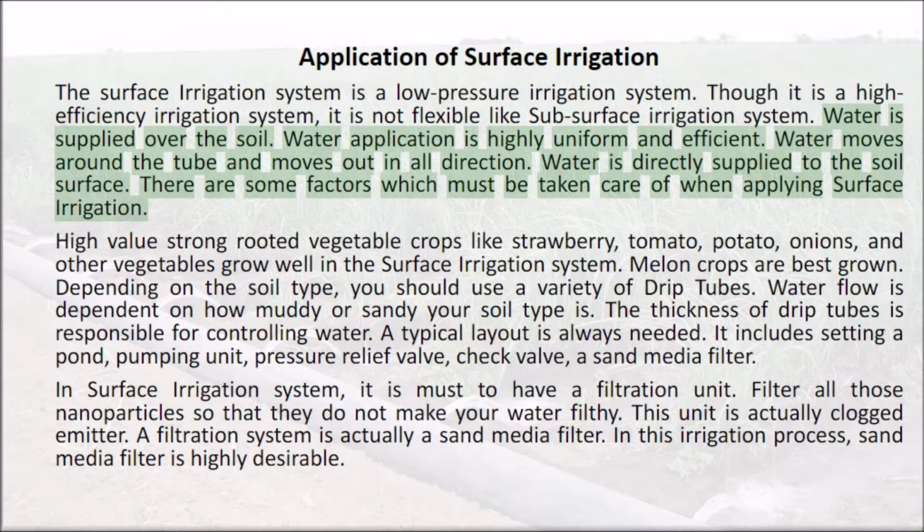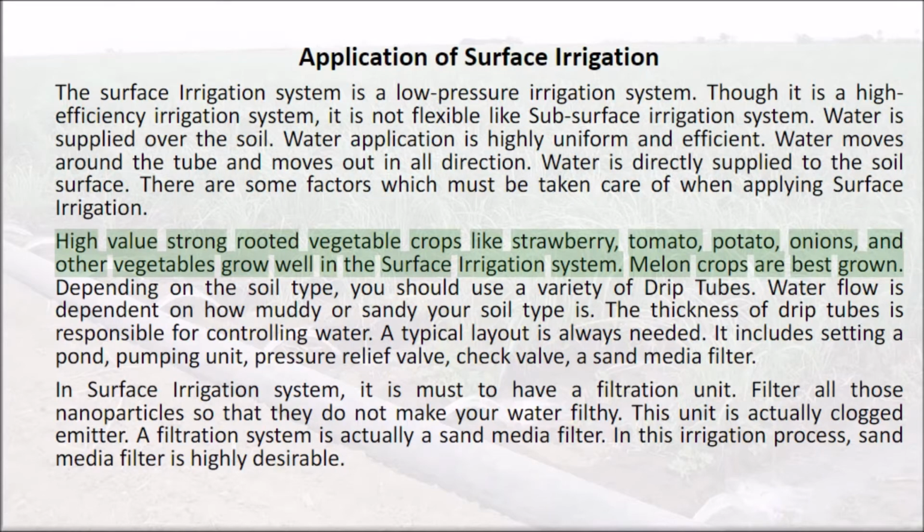Water is supplied over the soil. Water application is highly uniform and efficient. Water moves around the tube and moves out in all directions. Water is directly supplied to the soil surface. There are some factors which must be taken care of when applying surface irrigation.